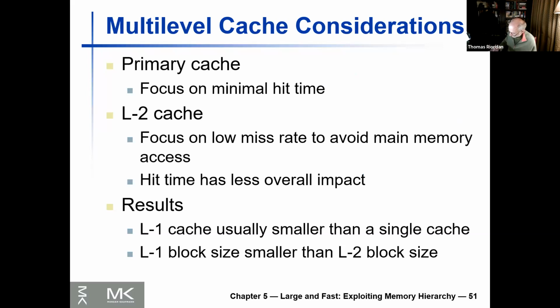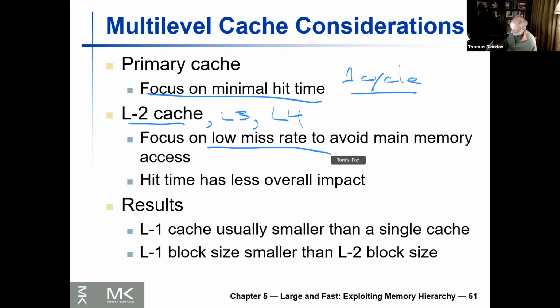So this means it's got to happen in one cycle. You only get one cycle to access the cache, because the pipeline is set that way. And then the L2 and the L3 and the L4, it's all the same. You need a low miss rate. And that's only half the story. And a low miss penalty.